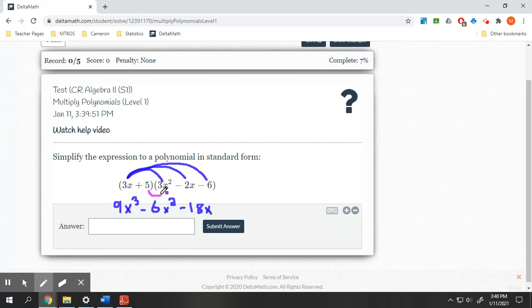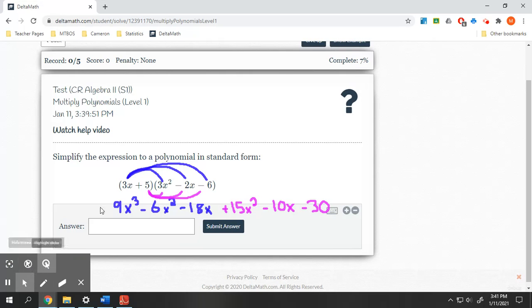So 5 times 3x squared, that is going to give us a 15x squared. Pretend that's a 2. All right, 5 times negative 2x, that's going to give us a negative 10x. And then finally, 5 times negative 6, that'll give us a negative 30. All right, and now we are ready to combine like terms. So looking at this one, we have 1, 2, 3, 4, 5, 6. We have 6 terms total.